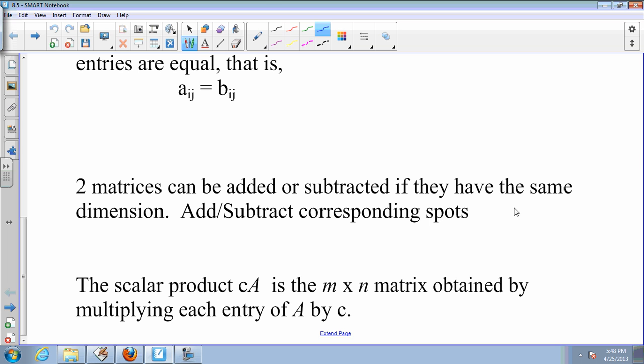We can add two matrices or subtract them if they have the same dimension, and they add or subtract by the corresponding spots. We can use a scalar product where c is our scalar and multiply it by matrix A, an m by n matrix. It comes out the same size.